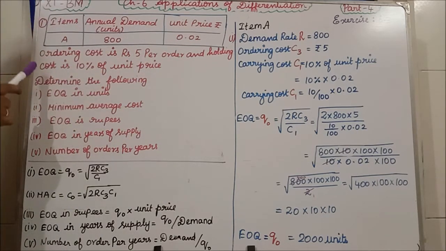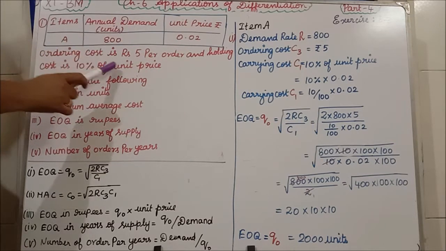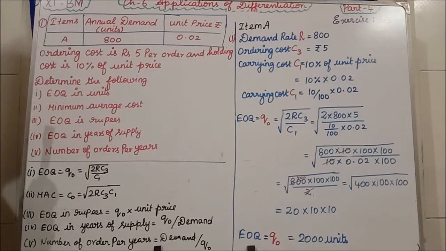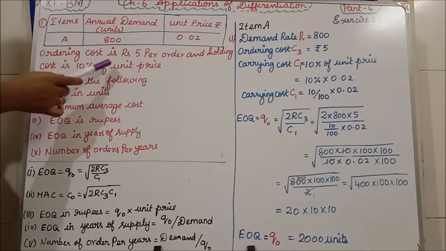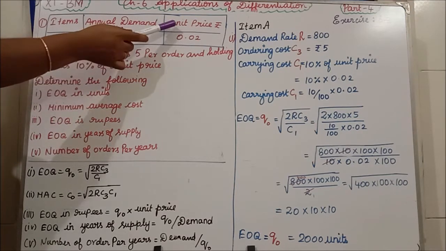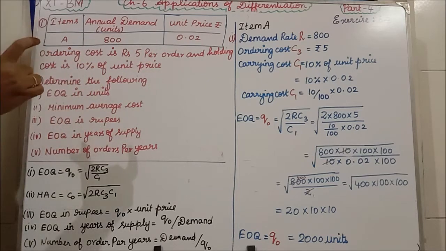And holding cost and carrying cost are the same, I told you. So holding and carrying cost we denote by C1. They have given it as 10% of unit price. So carrying cost is equal to 10 divided by 100 into unit price. Of means you have to multiply by the unit price value. That is our holding cost or carrying cost C1. Now we have got demand R, from the question we have got C3, and from the remaining data we have got C1.